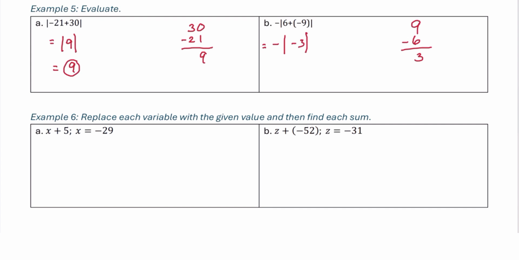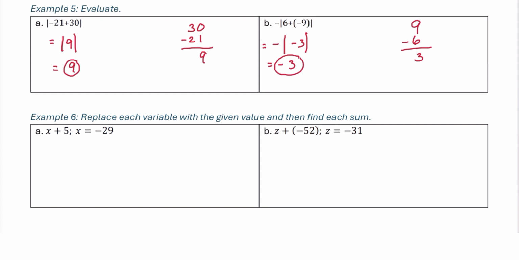inside the bars. The absolute value of negative 3 is positive 3, but we have a negative on the outside of the absolute value bars. So our final answer is negative 3.